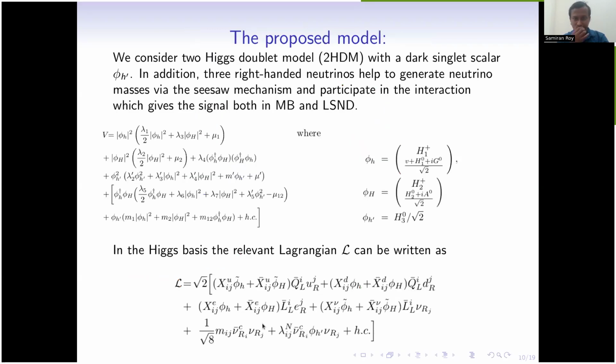Here we propose a two Higgs doublet model with a dark singlet scalar phi prime. Also, we have 3 right-handed neutrinos that generate the neutrino mass, and that also take part in the interaction in the detector and give the signals both in LSND and MiniBooNE experiments. This is the potential for the two Higgs doublets and one singlet scalar. We give a vev to only one of the doublets, and the other doublet remains vevless, and this H prime is also vevless. This is the Yukawa interaction terms.